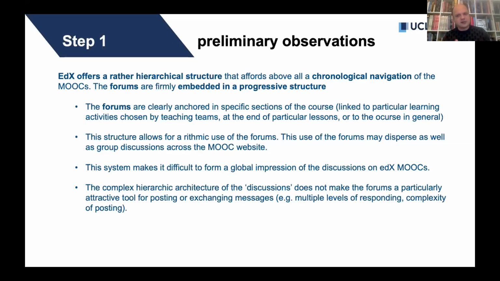And this use of the forums has an impact on the way in which debates may or may not develop on these courses, on these MOOCs, because it means that the types of discussions that we see are dispersed across the platform, basically. So discussions can be grouped thematically, but you can also have discussions that are held about everywhere in different sections, in different forums, in different parts of the MOOC. And this system makes it particularly difficult to form a global impression of the types of discussions we have there. And so it's really difficult to have an overview, especially if you consider that these MOOCs are basically attracting sometimes thousands of students following the same course and potentially interacting with each other on these forums.